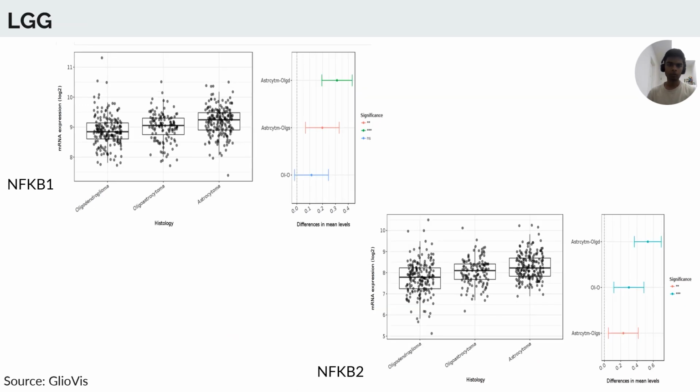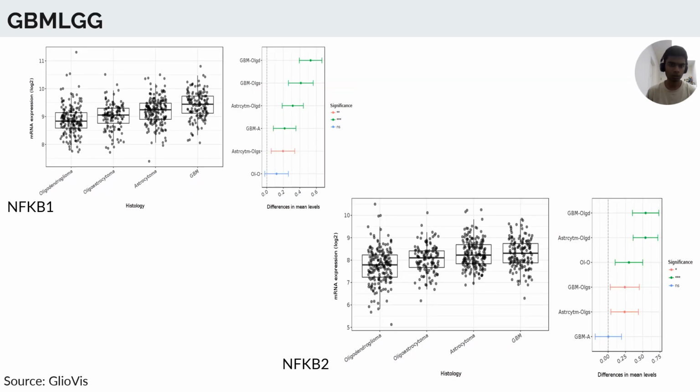NFkB1 expression varies among different subtypes of LGG, such as oligodendrogliomas, oligoastrocytomas, and astrocytomas. NFkB2 shows a similar expression pattern to NFkB1. These expression plots will be used for comparison with GBM.